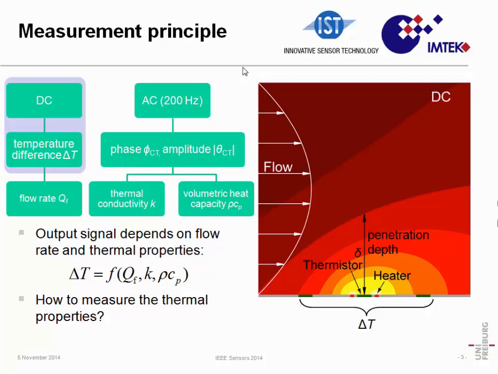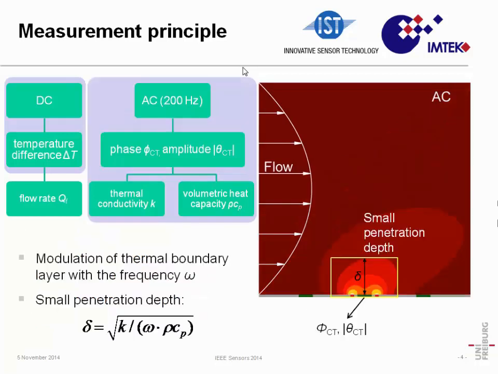Besides applying a DC excitation, we use an AC excitation. By doing this, we know that the penetration depth is affected by the oscillation frequency of the excitation applied on the heater. So the higher the frequency, the smaller this penetration depth. Then most of the heat transfer is confined to a region where, assuming laminar flow conditions, the local flow velocity is very small, or close to zero.